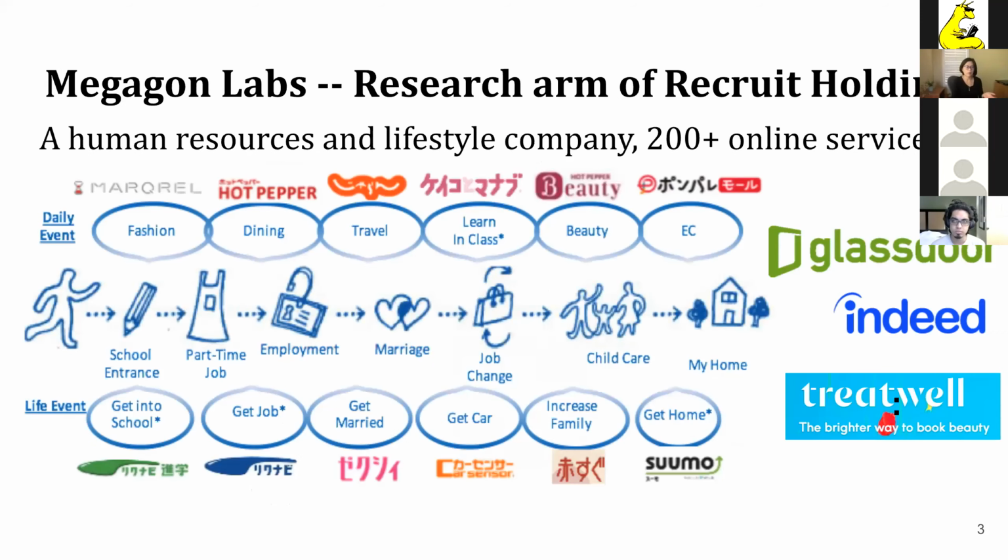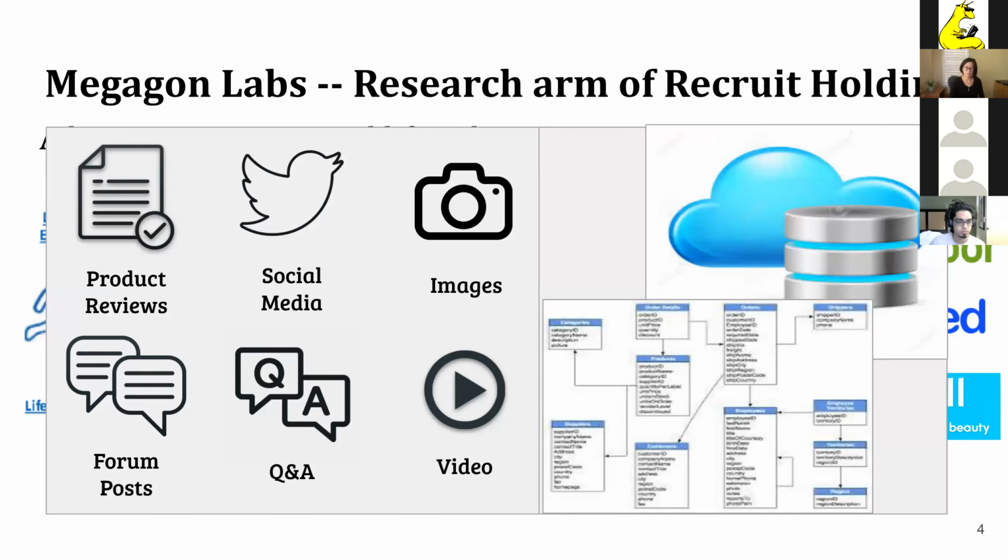Now you may be wondering why Megagon Labs is working on subjective data. And that's because Megagon Labs is actually a research arm of Recruit Holdings. And this is a huge human resources and lifestyle company in Japan. And they have more than 200 online services, right? Including, you know, from domains such as dining, travel, to real estate and so on. They also own subsidiaries outside of Japan, like Glassdoor, you may have heard of, and Indeed.com, and also in Europe, like Treatwell. So there is a lot of subjective data and structured data in Recruit Holdings, and that's why our interest in this area.